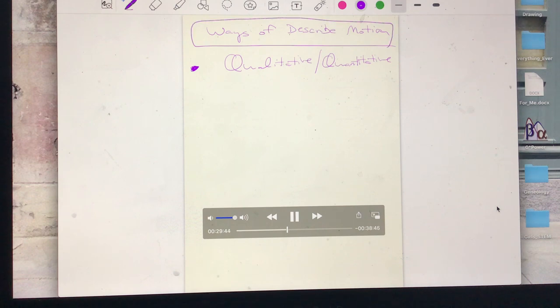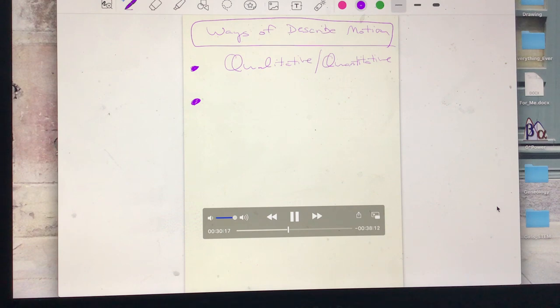Well, now we're going to add some other ways. And a lot of times there's some overlap between these. So as you're studying, I would suggest that you learn them individually first. We've already talked about qualitative versus quantitative, correct? Qualitative was describing motion in word form, description. Quantitative was using numbers to more objectively quantify and describe motion.